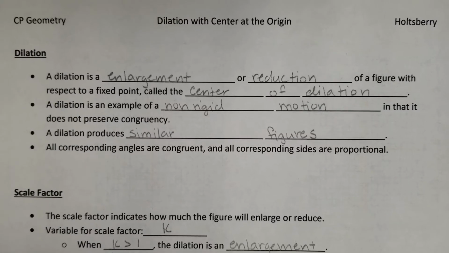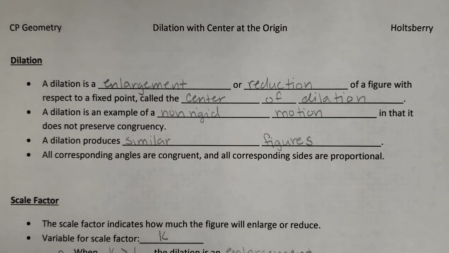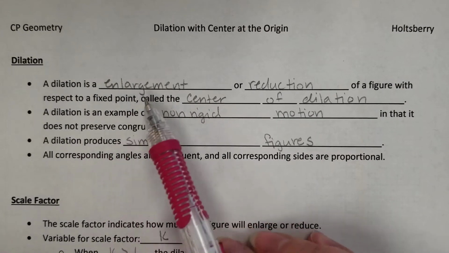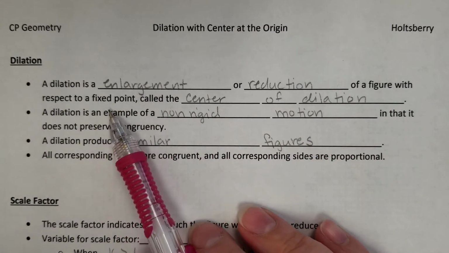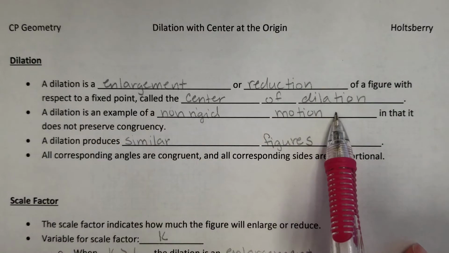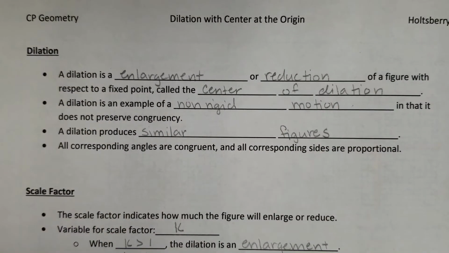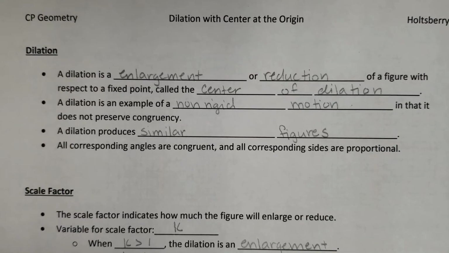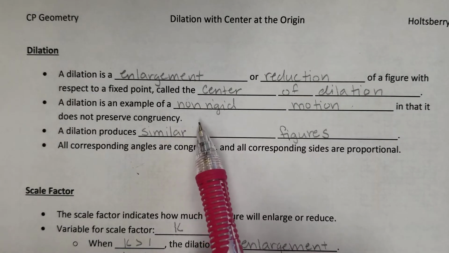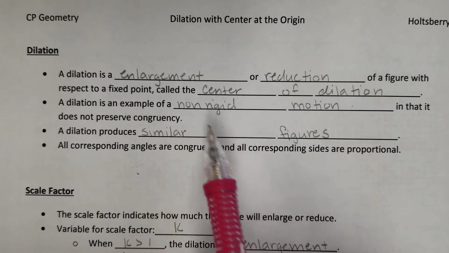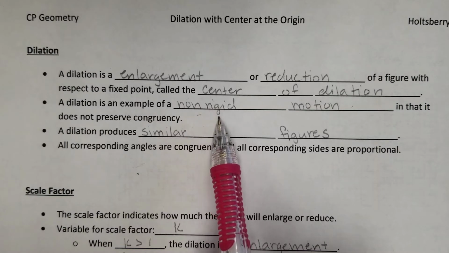Okay, so the next transformation we're going to do is a dilation. A dilation is an enlargement or reduction of a figure with respect to a fixed point, and that point's called the center of dilation. A dilation is an example of non-rigid motion in that it does not preserve congruency. All of the other transformations, the translations, rotations, and reflections, preserve congruency. This one does not because it changes the size of the shape.